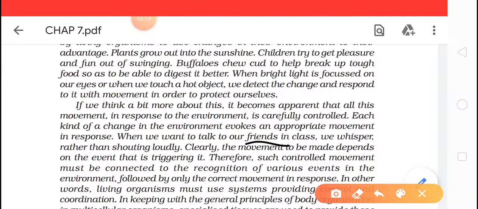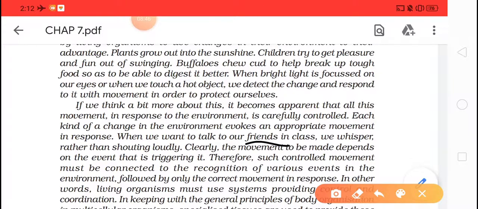Clearly the movement to be made depends on the event. It depends on the event, so each and every time we need not shout. There are situations where we need to lower our voice, and there are situations where we need to shout. So it depends upon the environment, it depends upon the event. Therefore, such controlled movement must be connected to the recognition of various events in the environment.